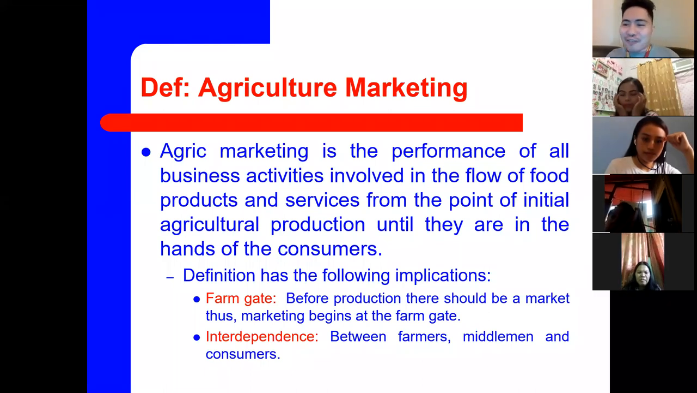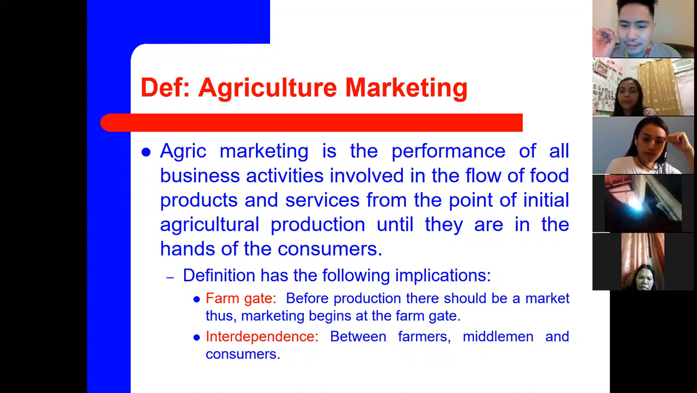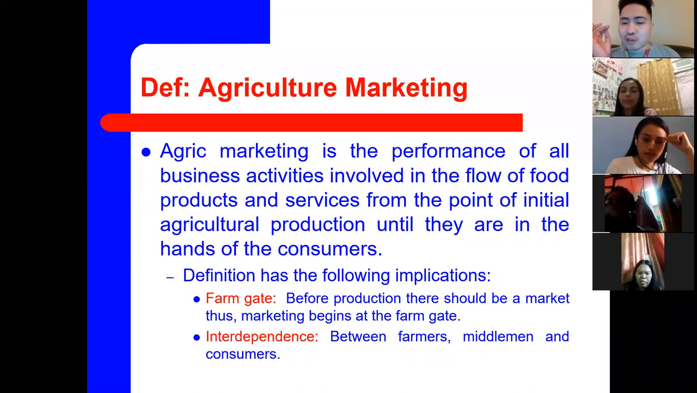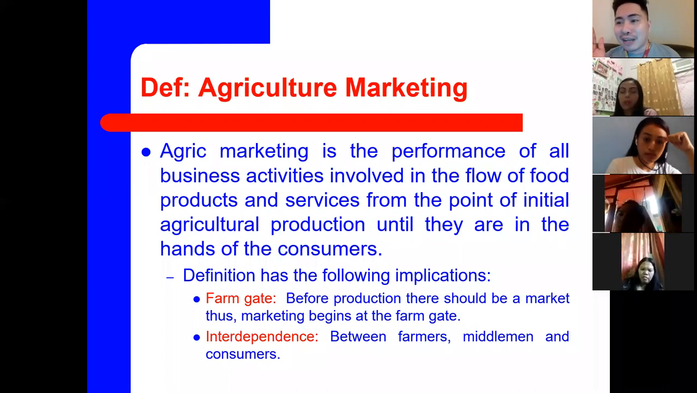So, okay, what are the following implications that we get from that definition? So, we have two implications. We have farm gate. So, when we say farm gate, that means before production, there should be a market. So, before mo mananom, before mo magbuhi og manok, make sure nga intended na siya sa consumers.